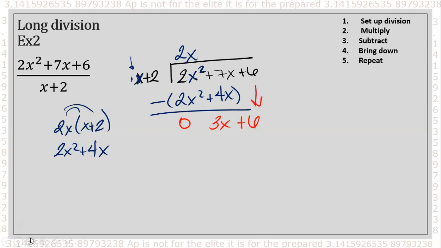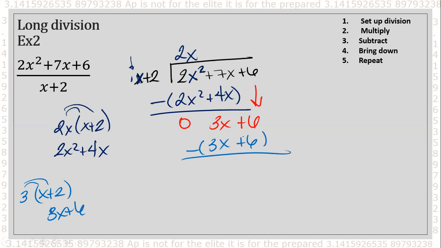Okay. So now what I want to do is I want to go ahead and find out what times 2x plus 2 gives me 3x plus 6. So hopefully you're able to see that this is 3. And if I do my distribution, I get 3x plus 6. And it's nice that it is the same term, because if I divide this, I get a remainder of 0. And this right here is my 3.